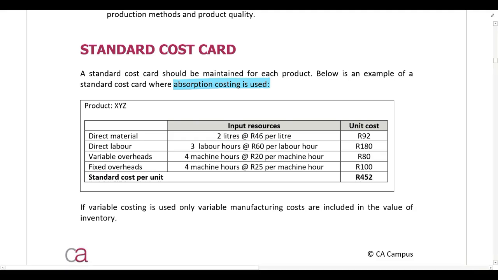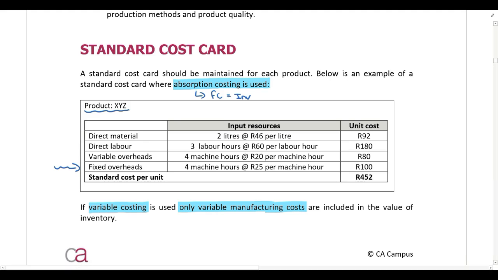So remember, if absorption costing is used, that means that fixed costs or fixed manufacturing costs are included in the value of inventory. So you'll see with this standard cost card, we are looking at product XYZ, and we include direct material, direct labor, variable overheads, and also fixed overheads. Now, it's important to note, obviously, if the company was using variable costing, then only variable manufacturing costs would be included in the value of inventory, and the fixed overheads would not be included on this standard cost card.